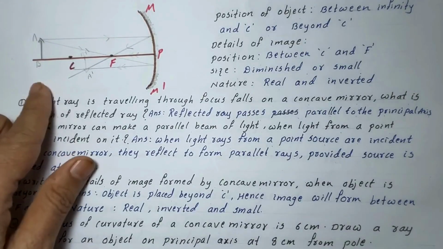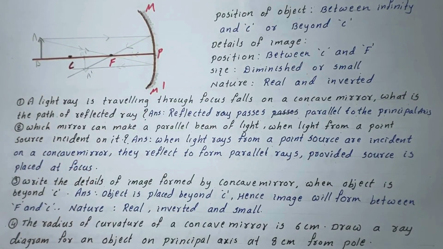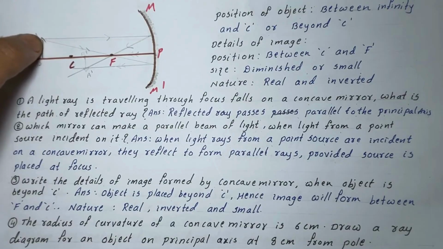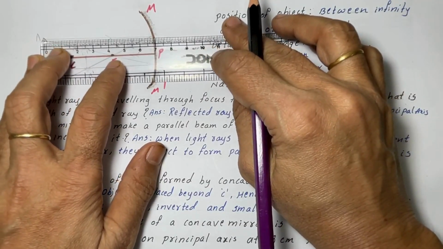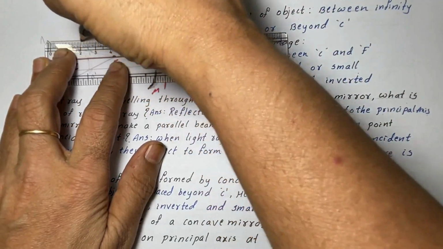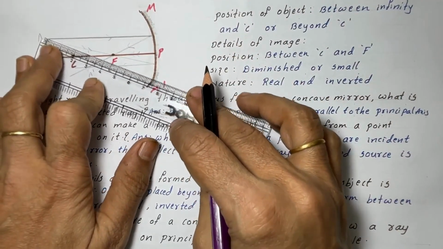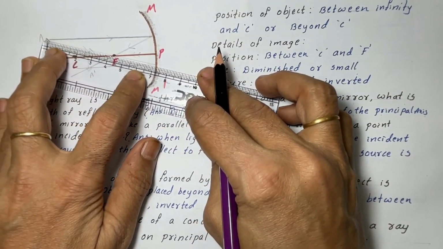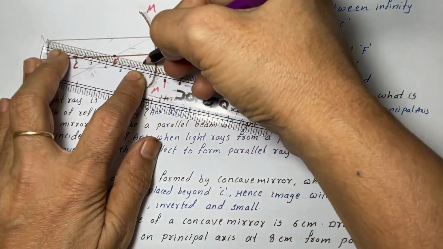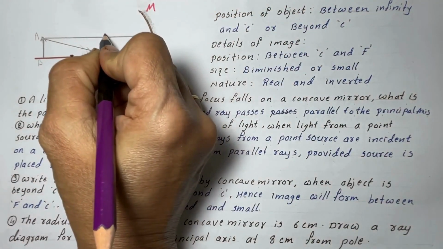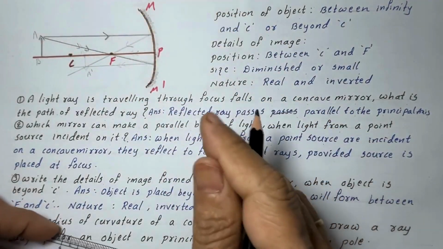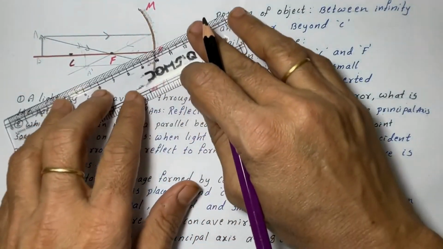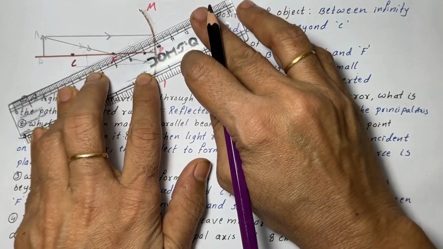When the object is at a measurable distance, take two rays originating from the same point but in different directions. Draw two incident rays originating from the same point of the object, but in different directions. Now one ray is parallel to the principal axis and another ray is passing through the focus. The ray which is parallel to the principal axis, after reflection, passes through the focus.